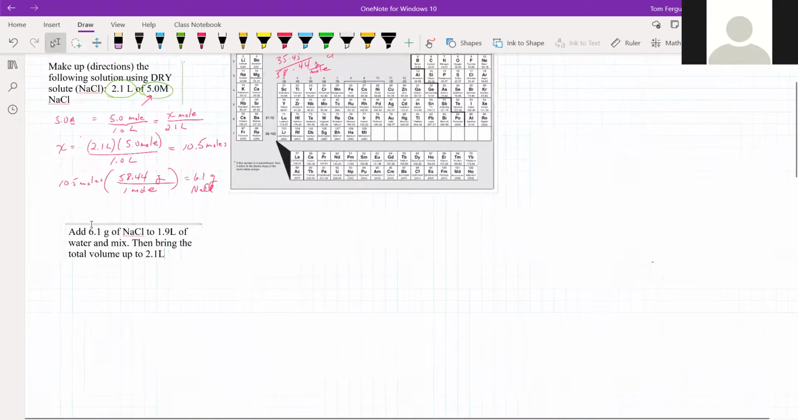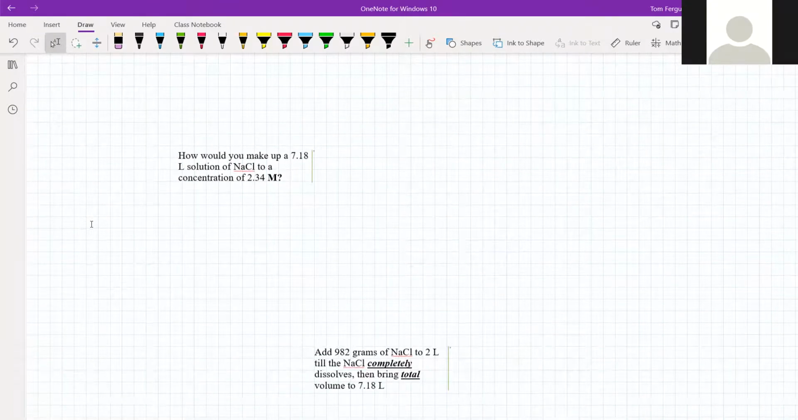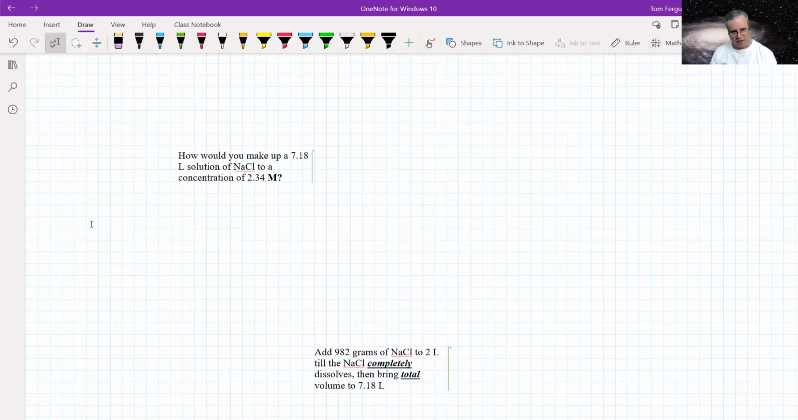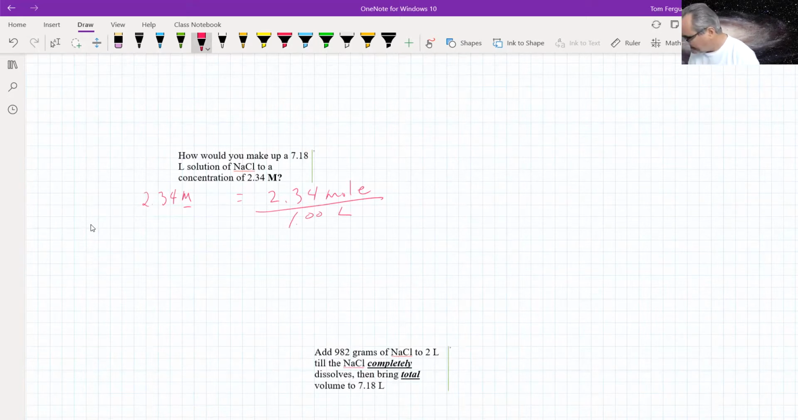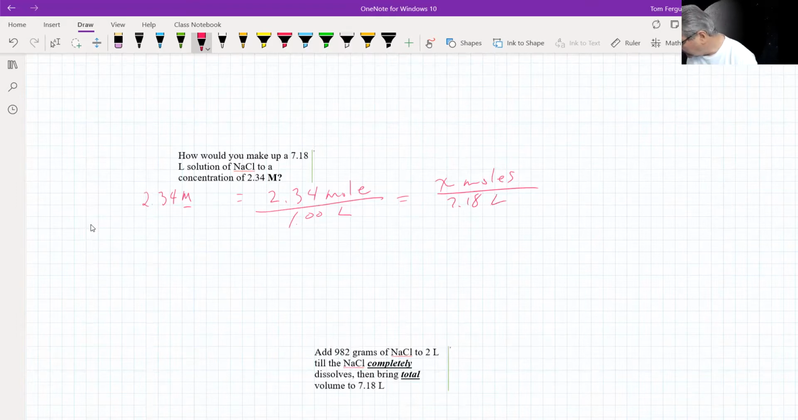Okay, so let's do one more of these, and I'm going to do a different version of this dry. Okay, so we have 2.34 moles per 1 liter. And that's equal to how many moles in 7.18 liters? Same process. So we have a ratio of 2.34 moles per 1 liter. How many moles per 7.18 liters? It's going to be a simple deal of cross multiplying.